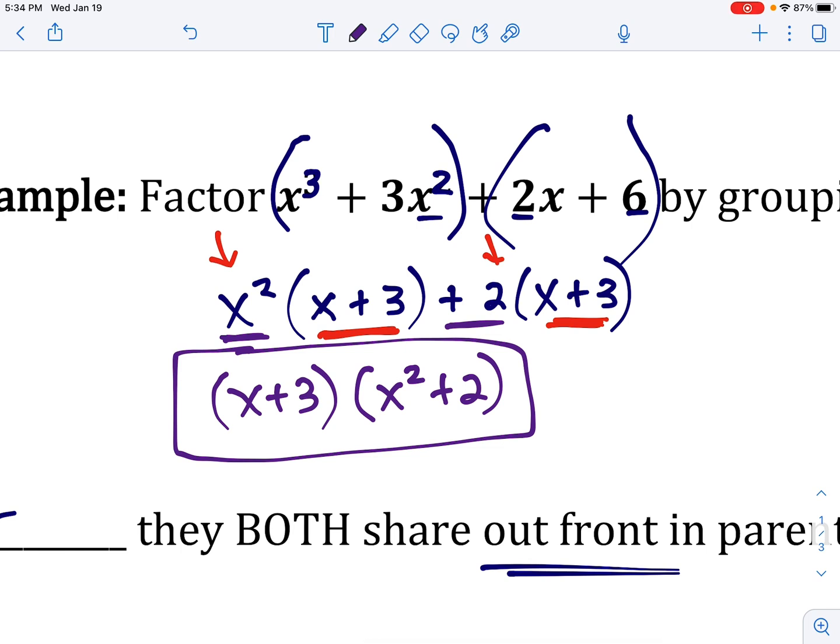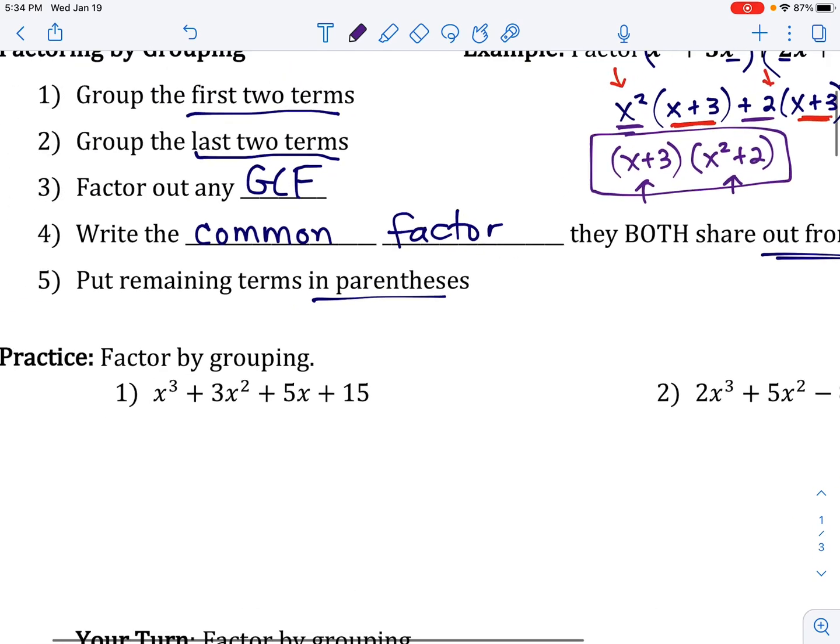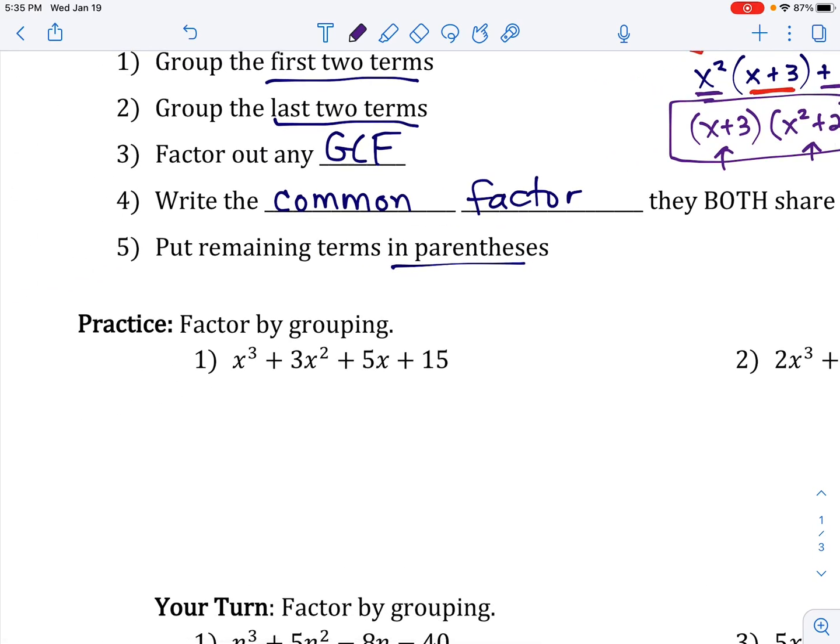Another thing that we need to look for, okay, is x plus 3. That cannot be factored anymore. X squared plus 2, can that be factored any lower? In this case, the answer is no, because x squared plus 2 is not the difference of two squares, and it can't be factored anymore. So we're going to go down and take a look at number 1.